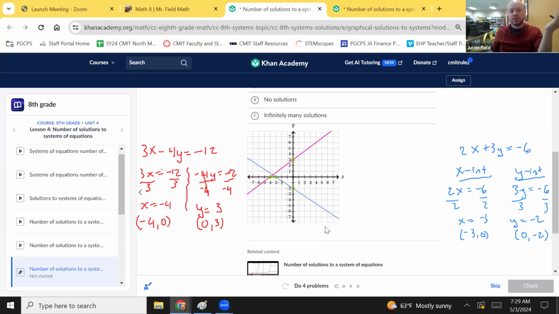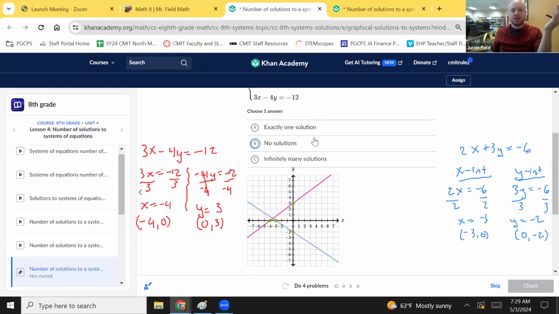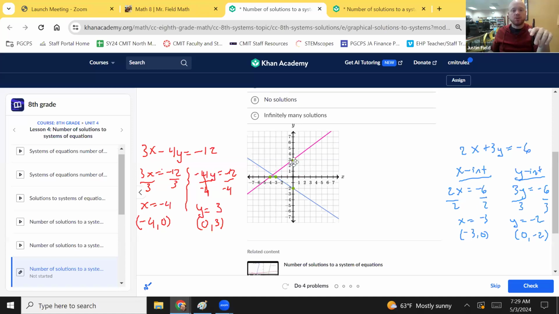Okay, so these lines intersect, right? So that means they have one solution. All right, so this problem is one solution, but I want to show you the other choices. So it's possible that we got something like this. In fact, yesterday at the graphing station, this was the second problem.